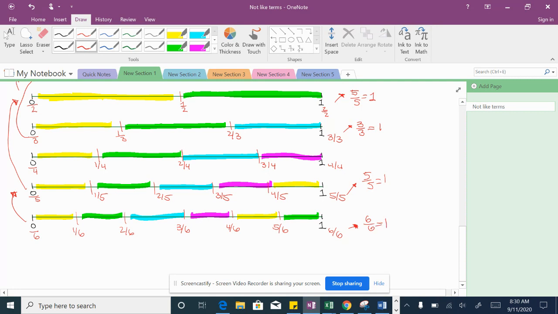We can continue on this number line. Podemos continuar el número de líneas. The next one, el siguiente, well, let's look. 0, 1, 2, 3, 4, 5, 6. So the next one must be 7 over 6.